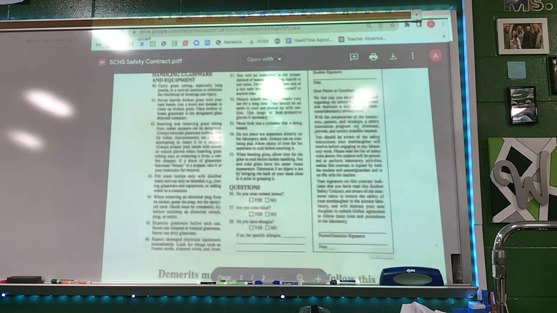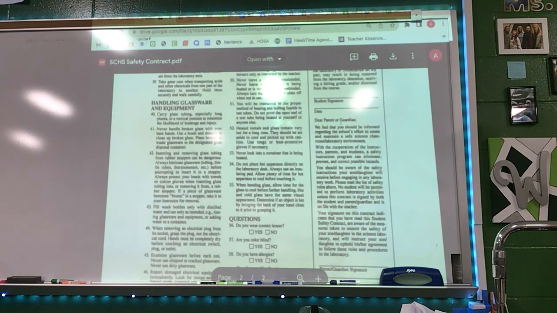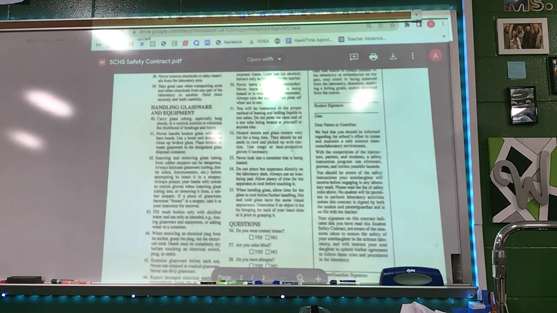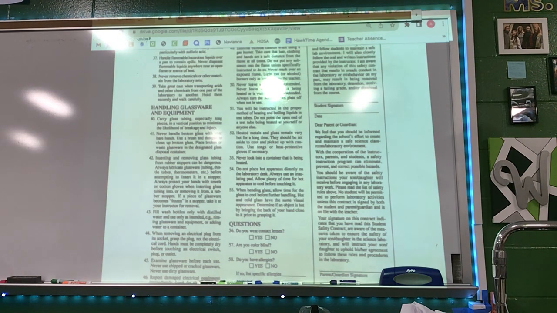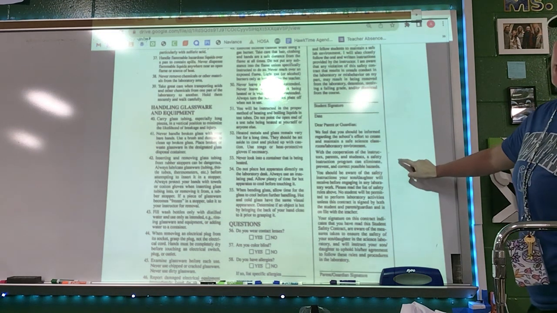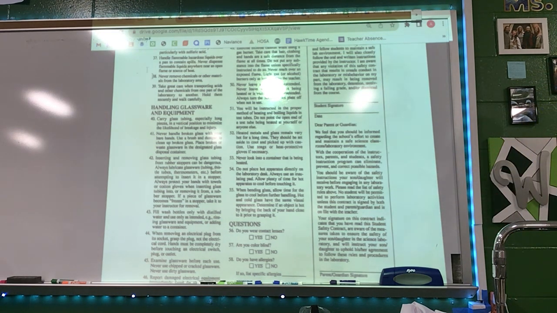This is just so that if something happens in lab and you are acting out, not doing what you're supposed to be doing, I can bring up, hey, you signed your lab safety contract, you know how you are supposed to behave, and hand out demerits accordingly.